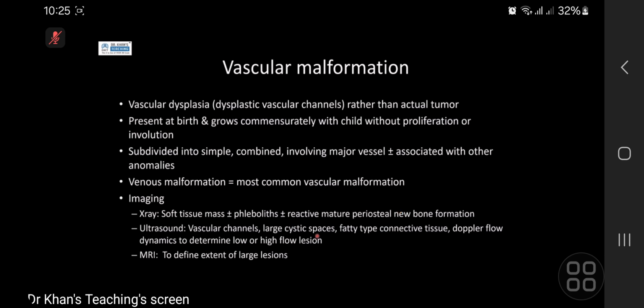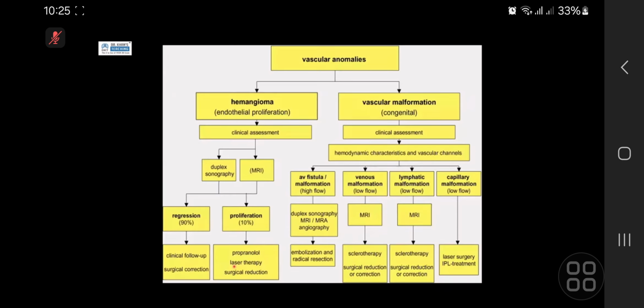Vascular channels, large cystic spaces. You can have fatty-type connective tissue intervening, or cystic spaces. Often it's more low flow than high flow, and Doppler will help you to identify the flow or waveforms. And MRI if surgical intervention is considered.